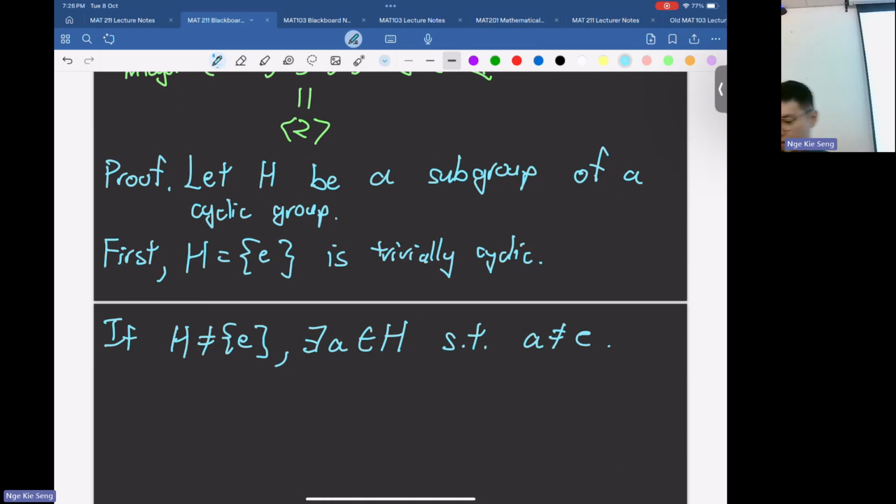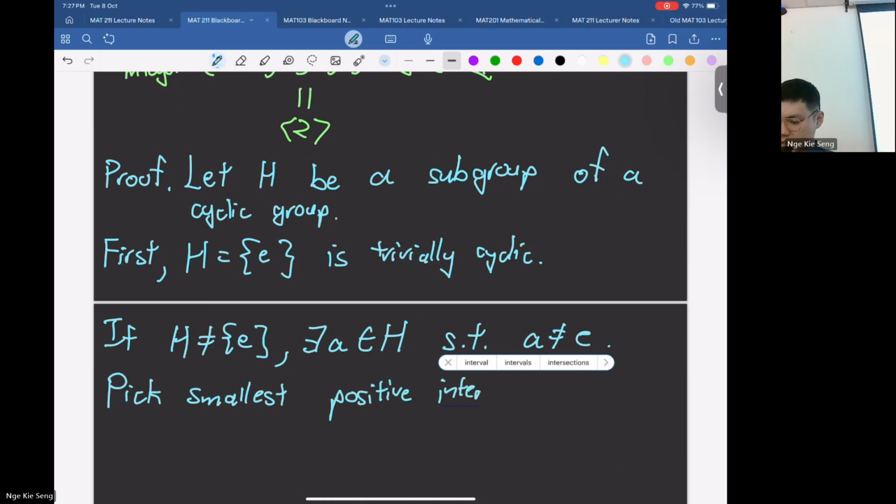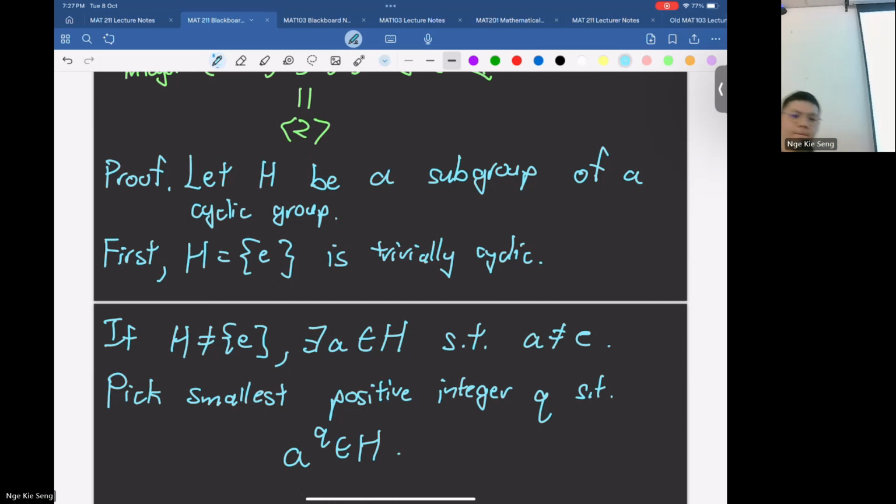And then what? Then we will do a trick here. We can pick the smallest positive integer q such that a to the q is in H. Smallest one. Okay, let me see. Am I doing something weird or not?